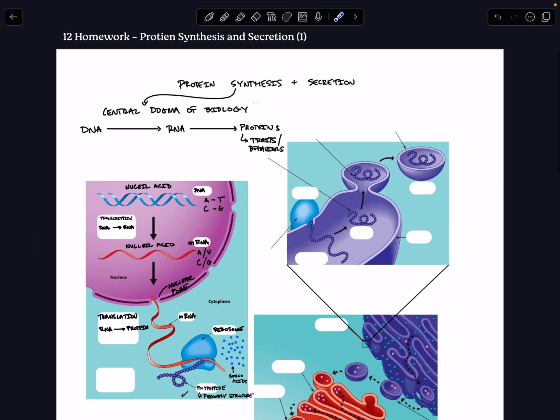Okay, Team Bio, welcome back to part 2 of protein synthesis and secretion. In part 1, we talked about the central dogma of biology, how DNA is read and used to make RNA, which is then read and used to form proteins. And now we're going to be talking about secretion.